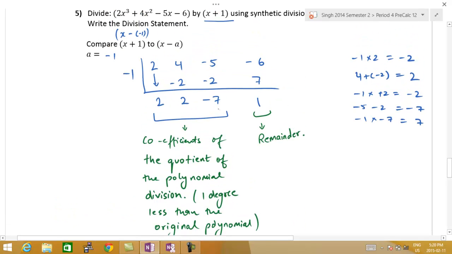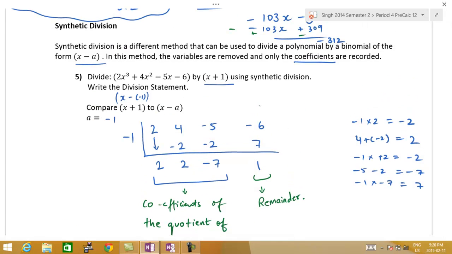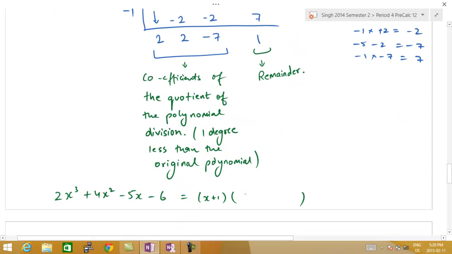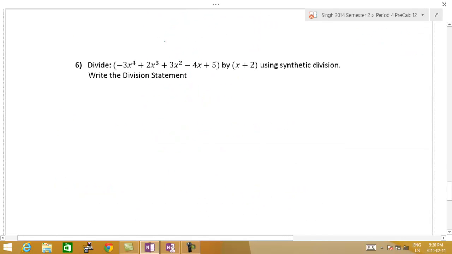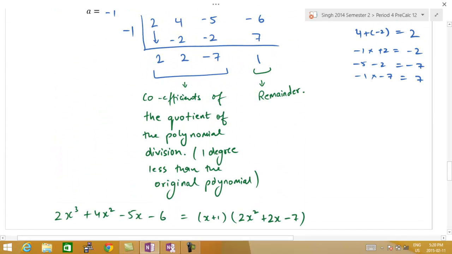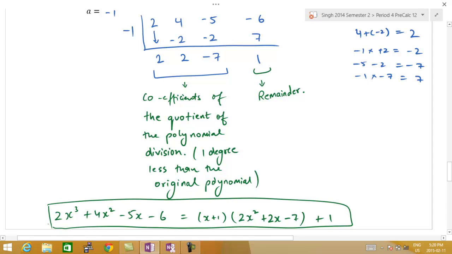These are the leading coefficients of the quotient. Since our original polynomial was degree 3, our quotient is going to be degree 2. So my quotient is going to end up being 2x squared plus 2x minus 7. You'll notice that the first number associates with the x squared term, the second one goes with the x term, and the last one becomes a constant. And this 1 by itself becomes your remainder, so plus 1. So really, we've done the polynomial division, and it's a bit quicker to do this rather than doing long division.